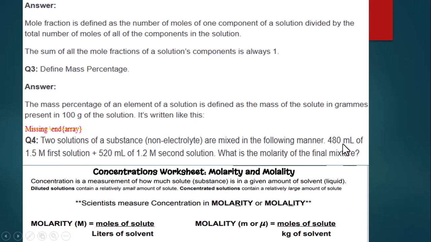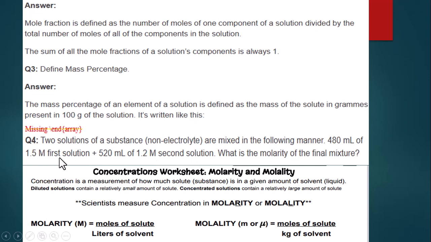We have 480 milliliters of 1.5 molarity or concentration first solution. So this is the first solution. In the first solution, what do we do? We are mixing 450 milliliters of 1.5 concentration first solution.